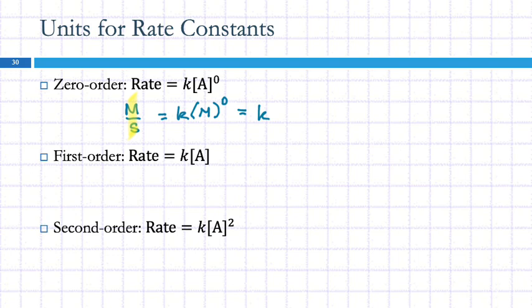So we can do the same thing for the first order. The rate is in molarity per second. We've got our rate constant, and we've got the molarity of the concentration. So now what we'll do is we'll rearrange. So we've got one of these on each side. We can cancel those out, and the rate constant is going to end up with units of 1 over second, which can also be written s to the minus 1.